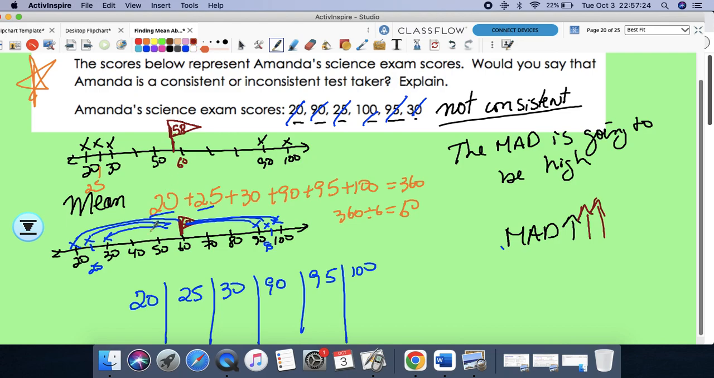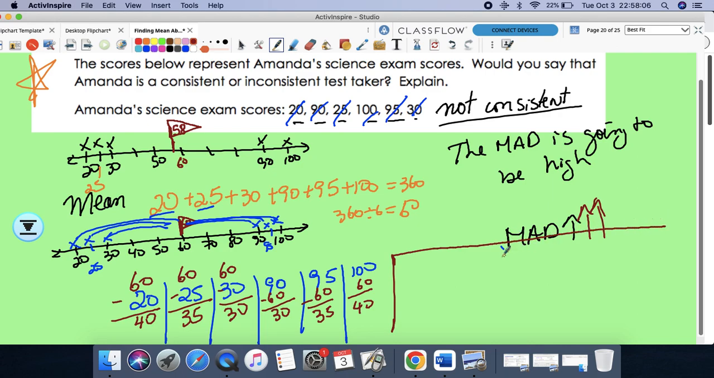So 20, if you were to walk to 60, how many steps? Well, if you subtract, you get 40. 25, if you want to walk to 60, how many steps? Well, subtract, 35. 30 to 60, how many steps? Well, subtract. If 60 is bigger, put it on top. Now if 60 is smaller, we put it at the bottom. So from 60 to 90 is 30. From 95 to 60 is 35 again. And then 100 to 60 is 40. So are they close to 60? No, they're not.